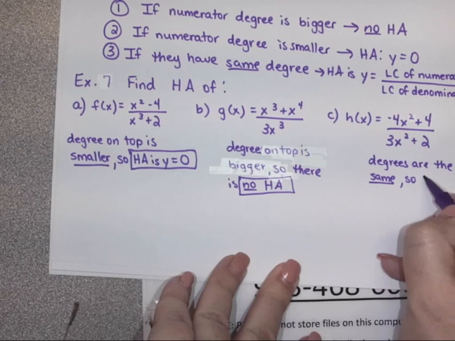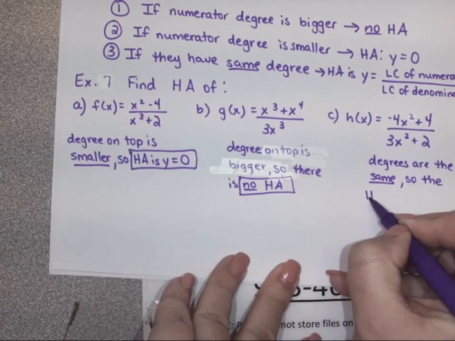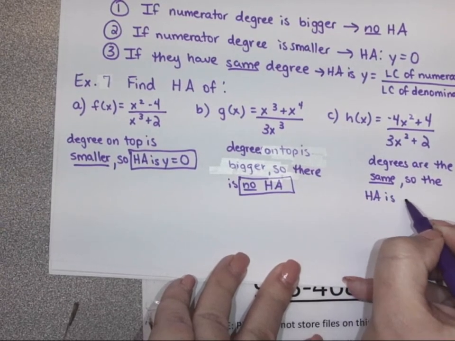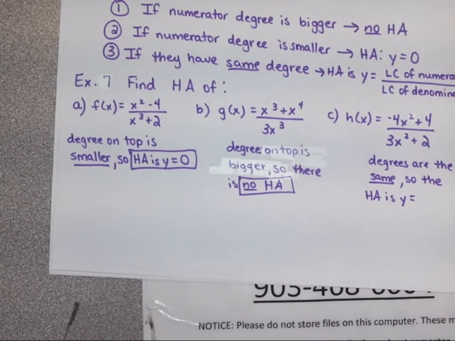So there is a horizontal asymptote. And it's going to be y equals, pull the leading coefficient of the top and put it over the leading coefficient of the bottom, right? So what's the leading coefficient of the top? What is the number in front of the highest exponent term?